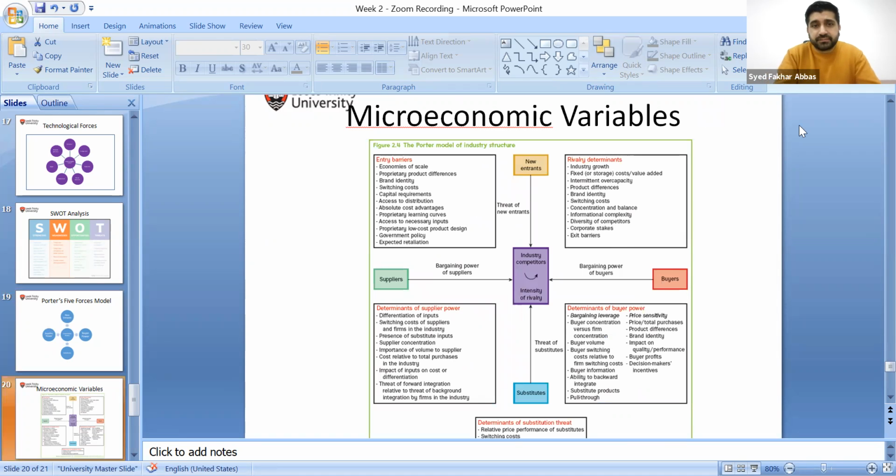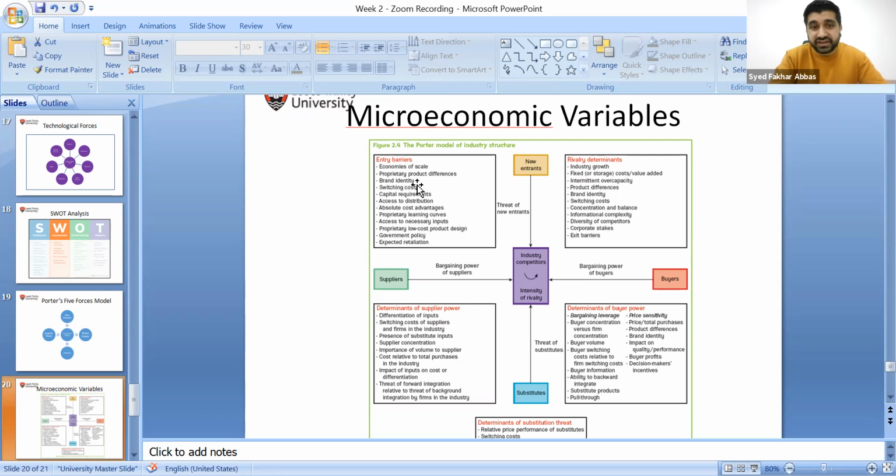Let's talk about microeconomic variables in more detail. We will talk about Porter's 5 forces. Here we can see new entrants, the threat of new entrants. All organizations, all companies, feel a threat of new entrants every time. Why? Because they will try to make some barriers for new entrants.